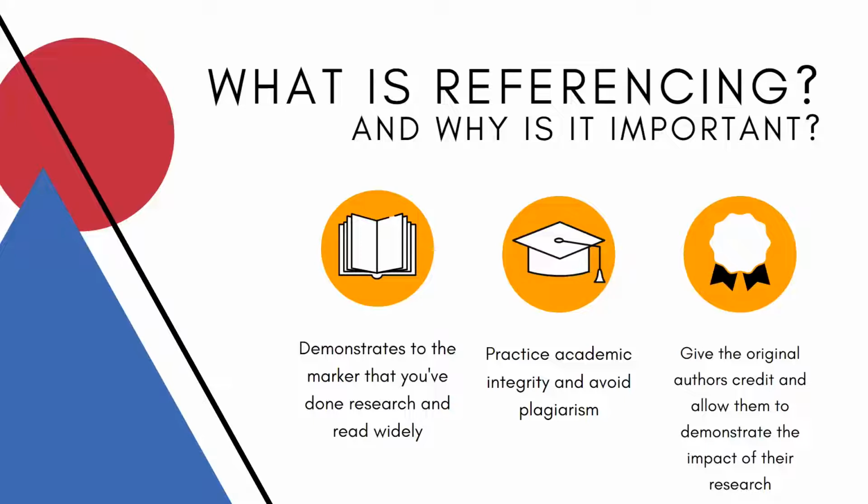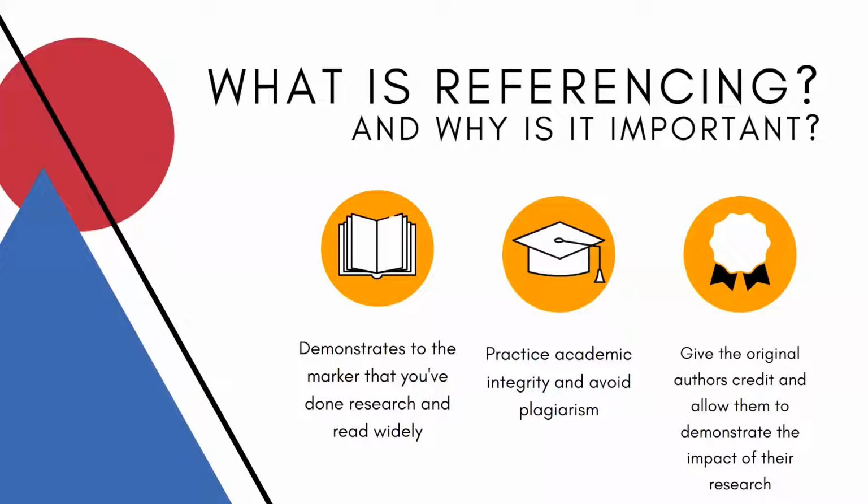The second is probably the most important part, which is that it practices academic integrity and avoids plagiarism. So as I was saying before, it's about making sure that you're not saying that you've come up with something that isn't actually your own work. The university has very, very strict policies when it comes to plagiarism. All universities have very strict policies when it comes to plagiarism, I should say. So referencing is a really vital part of that academic integrity piece.